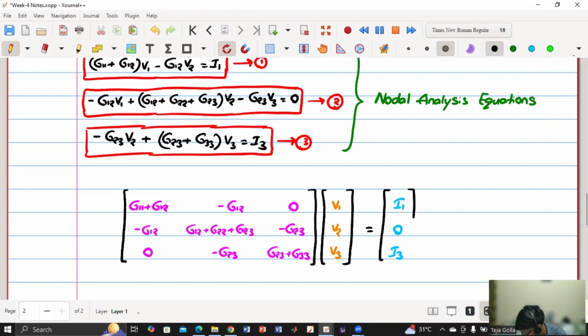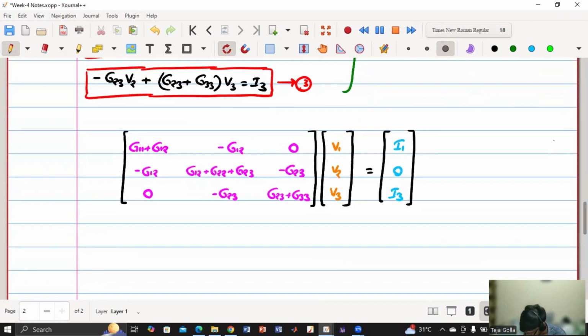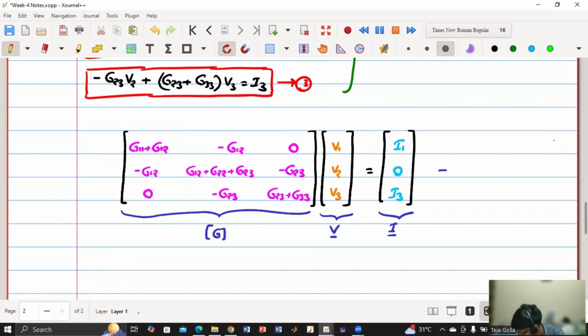So this is like a matrix multiplication where this is a conductance matrix, right? These are all in terms of conductance. So this is a conductance matrix G, this is a voltage vector V bar, and this is a current vector of independent sources, or I. So we got G matrix into V vector is equal to I vector. Now if I have to solve for voltage, I'll do matrix inversion. So I'll do G inverse into I bar. So this is the final solution.